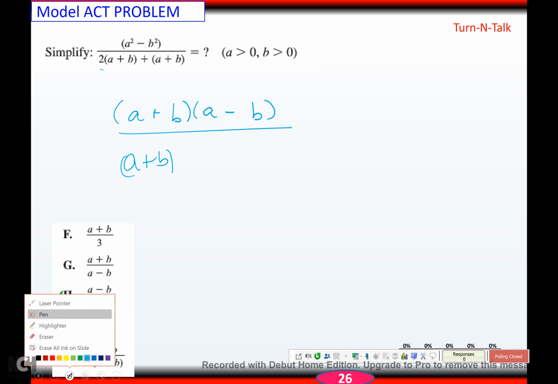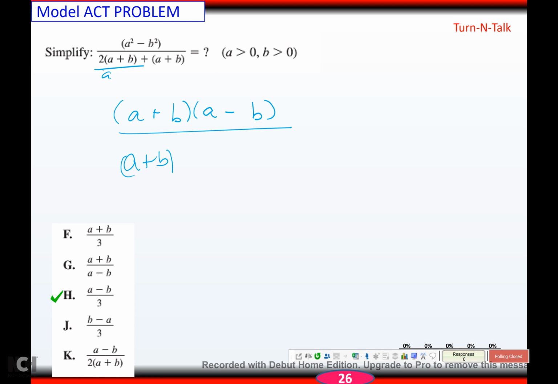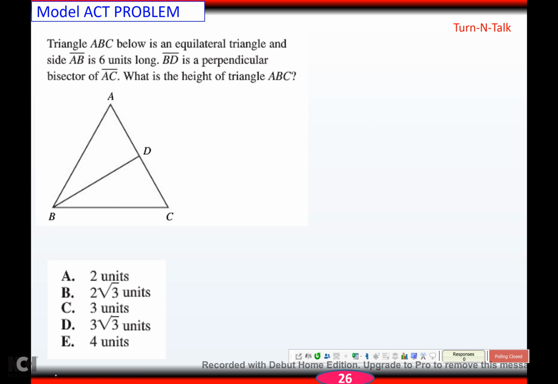and switch colors, what would that leave there? Well, that would leave a 2, and that would leave a 1. So my a plus b's would cancel, and I end up with a minus b over 3. Okay? All right, try this one. Hit pause. Come back when you're ready.